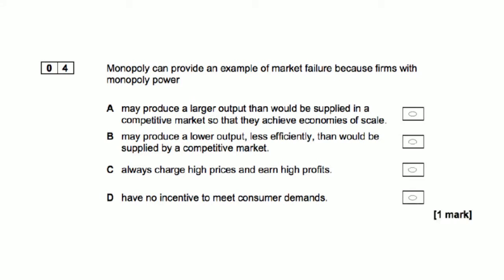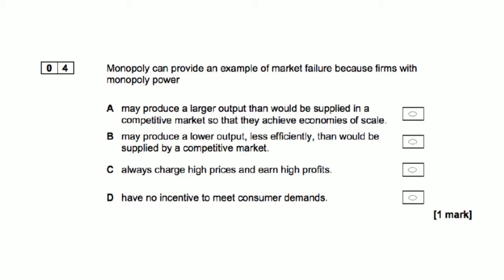Question 4 asks, monopoly can provide an example of market failure because firms with monopoly power can ... A monopoly can restrict output, which raises the price, and this can cause the monopoly to increase their profit levels. However, the monopoly may not necessarily act in this way. Therefore, we need to be careful with this question to say whether they always do it, or they may, or they have the opportunity to do it.